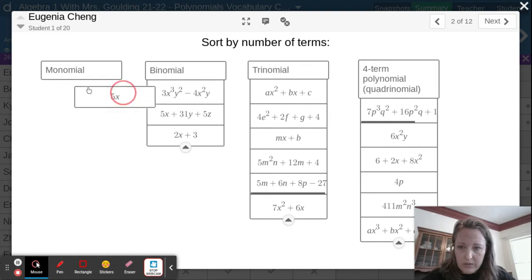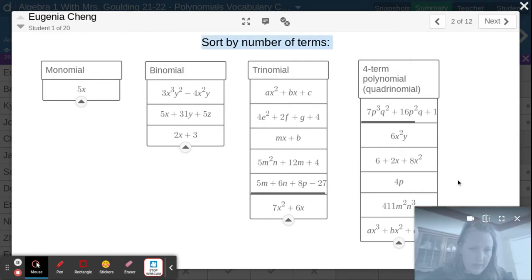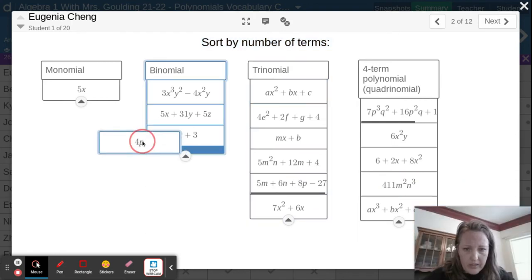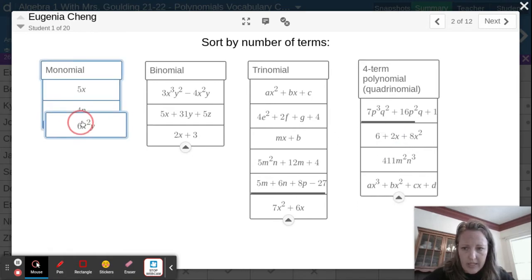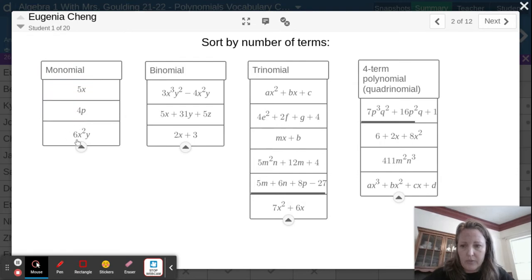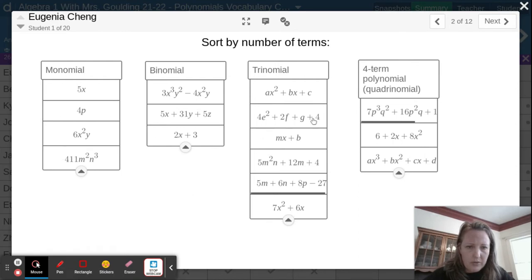Okay, so monomial. 1 term, right? 1 term. What else has 1 term? Sorry, my head is in the way. 4p has 1 term. Okay. 6x squared y. It's a long term, but it only has 1, right? There's no addition or subtraction anywhere. Same way with this one. It seems like a lot going on here, but it's only 1 term. Okay. Unless I missed one, I think that's it.